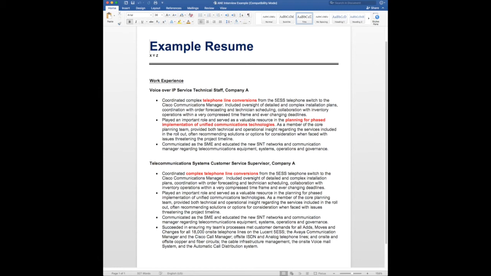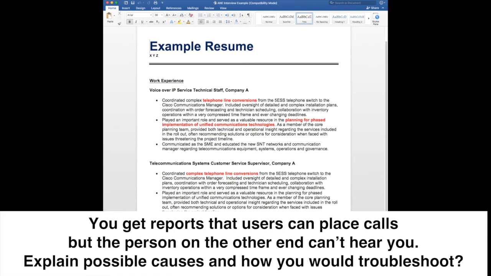And here is another question. Let's say that there is a report where users can place phone calls to other people just fine, but the person on the other end cannot hear them. I would tell them, explain the possible causes and tell me how would you troubleshoot that.